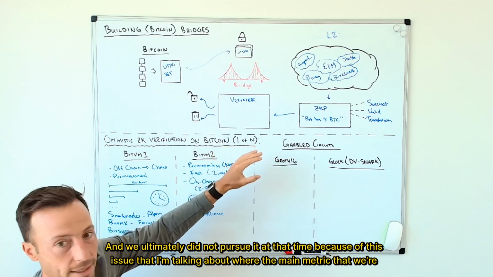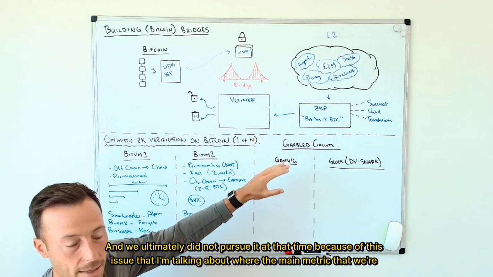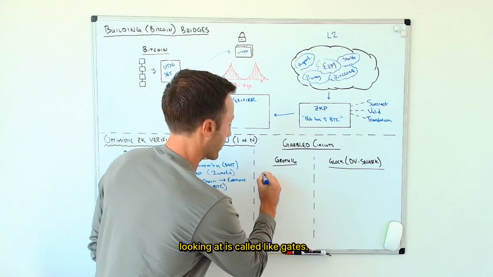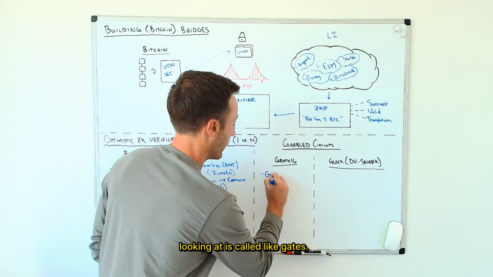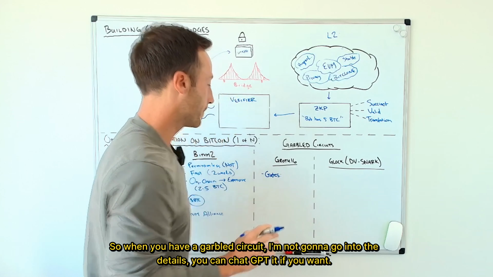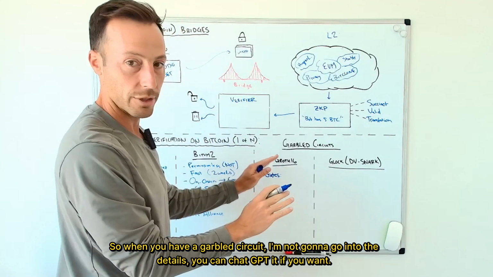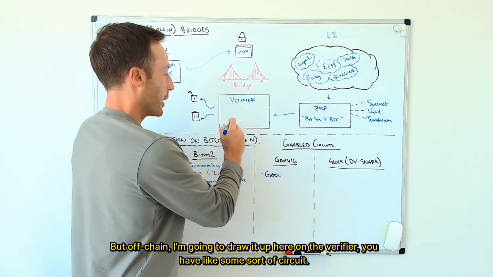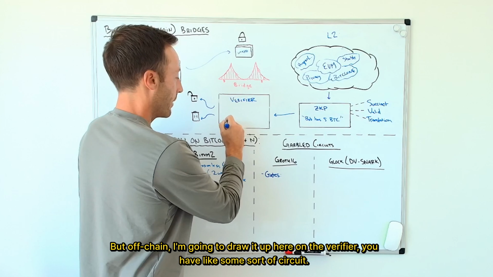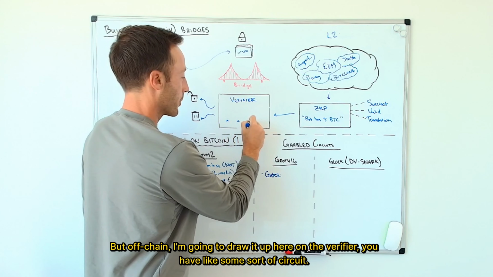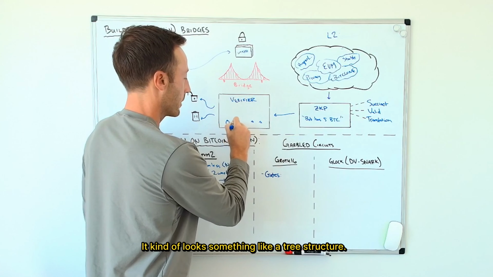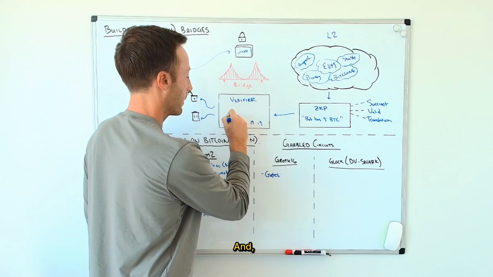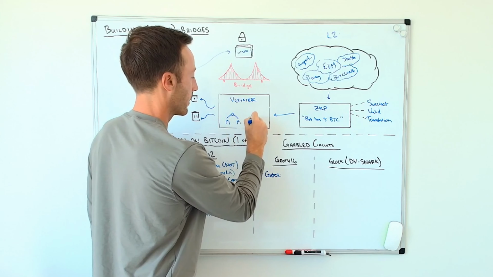And we ultimately did not pursue it at that time because of this issue that I'm talking about, where the main metric that we're looking at is called gates. So when you have a garbled circuit, I'm not going to go into the details. You can ChatGPT it if you want. But off-chain, I'm going to draw it up here on the verifier. You have some sort of circuit. It kind of looks something like a tree structure.